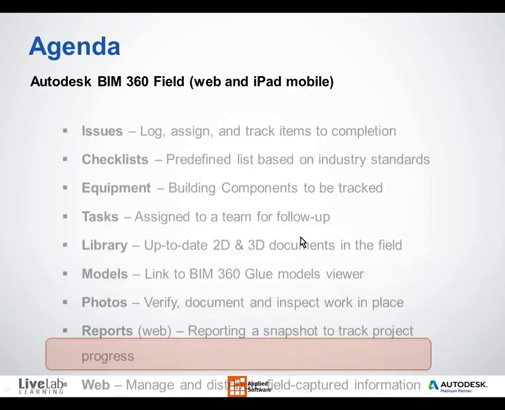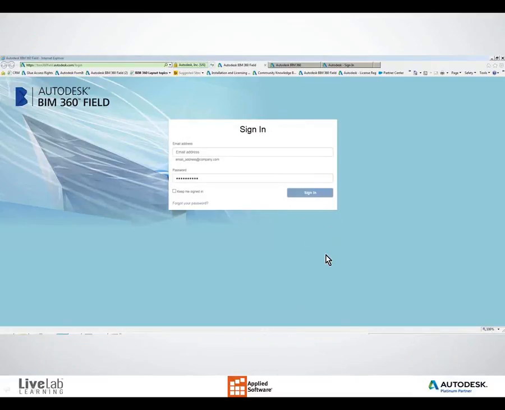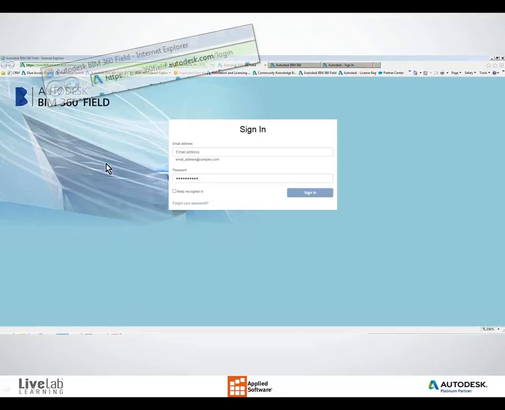So let's now quickly review the website interface, because we've sent a bunch of information, or we've retrieved information on the iPad, created issues, checklists, and so on. We now want to review everything that's on the web. So we do this through your computer, and the website is bim360field.autodesk.com.